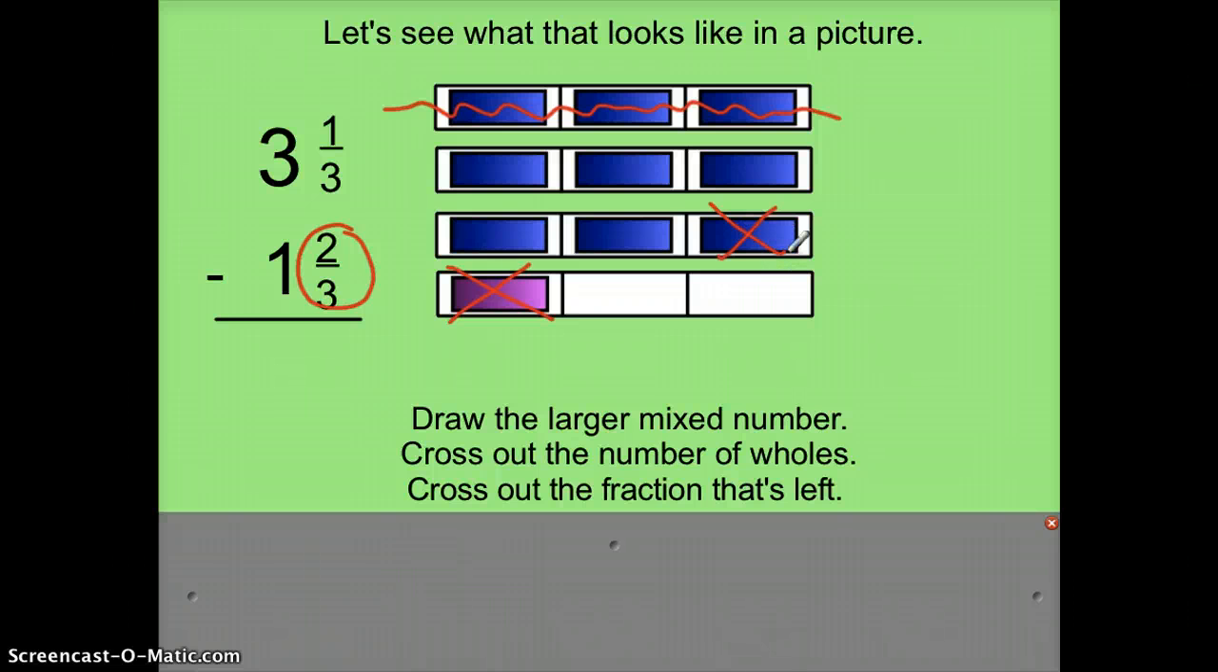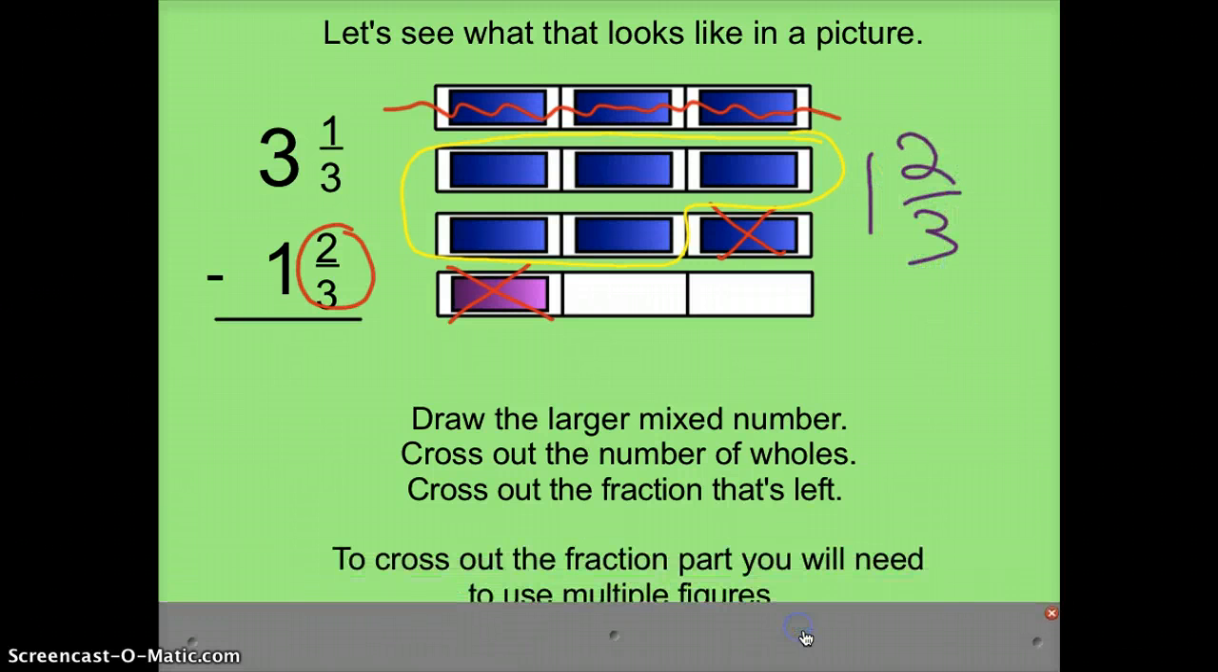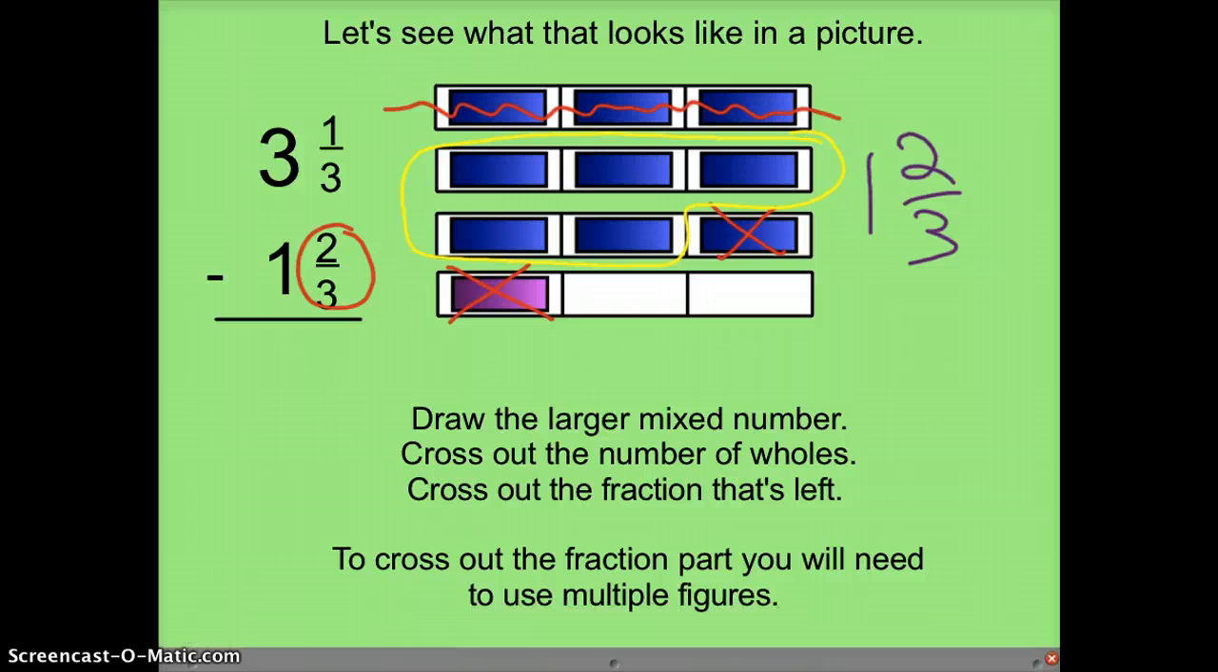So when I regroup in a picture, all it means is I have to go to more than one kind of place value, if you want to think of it like that. These are fractions, these are holes. Here's 1/3, here's 2/3. So I've got rid of 1 and 2/3. Whatever's left, that's my answer. So what I have left is 1 whole and 2/3. We have to use multiple figures there.